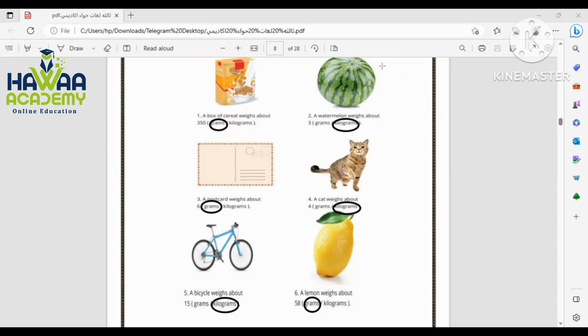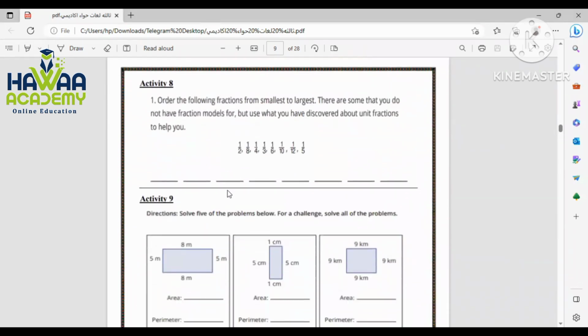Okay, let's go down. Activity number 8. Order the following fractions from the smallest to greatest. Okay, from smallest, let's remember together. The smallest denominator has the bigger fraction. So the smallest fraction here is 1 over 12, because 1 over 12 has the biggest denominator. So we will start with 1 over 12.